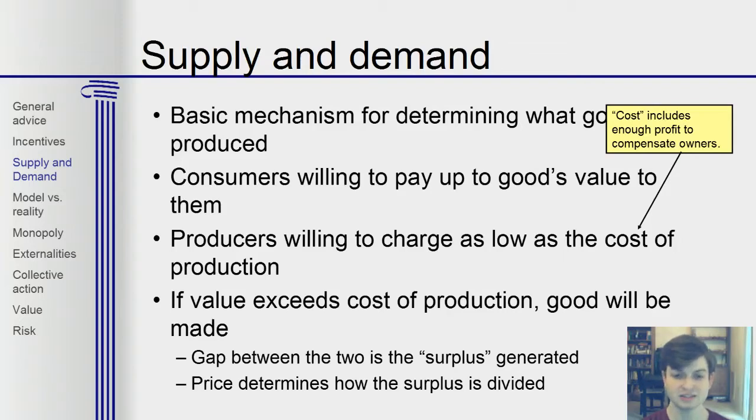Now, the price that the good costs determines how the surplus is divided. So if the price is equal to the cost of production, then that surplus benefit all goes to the consumers, right? They pay only what it costs, but they get the value it has to them, which is much higher. If the price is higher, then producers get some of that surplus, and that's what economists think of as economic profit. Profit above and beyond the sort of going rate of the effort and resources you put into the production.